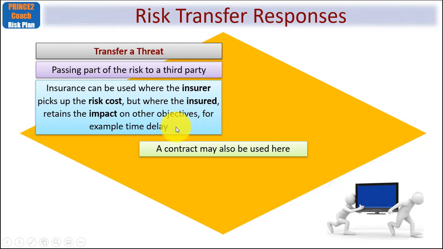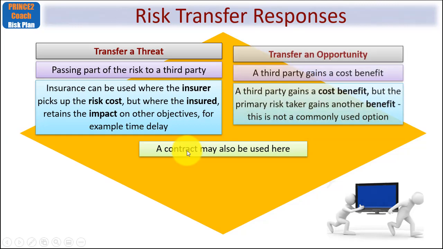You can also use a contract to transfer a threat, where the terms and conditions of the contract make the other party liable. Again, take care here, because the contract might cover the pain of increased costs, but very often suing the other party won't help you get back time, if you see the point I'm making.